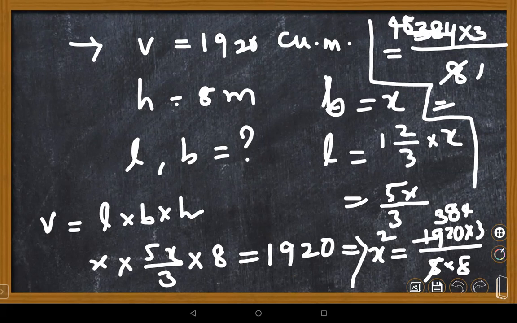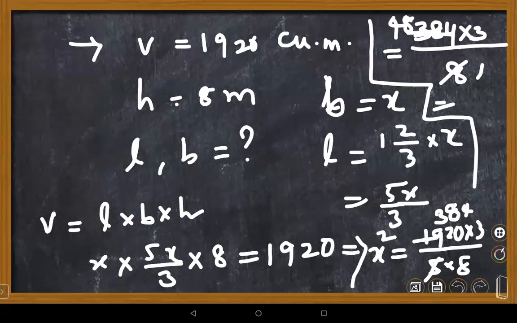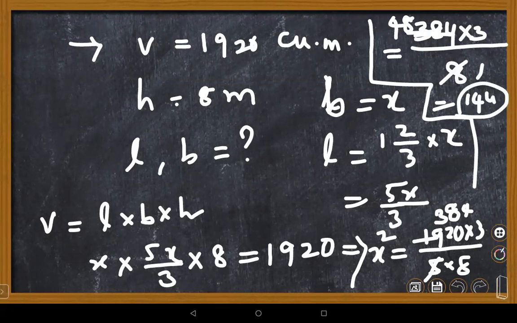So 48 multiplied with 3. What is the value of 48 into 3, children? Is it 144? Yes, 144, which is 12 squared. So x square is 144, x is 12. Yes, correct, children. The x value is 12. So just replace x, which is nothing but the breadth. If you want to find the length value, you just substitute in that and you will get the answer for length and breadth.